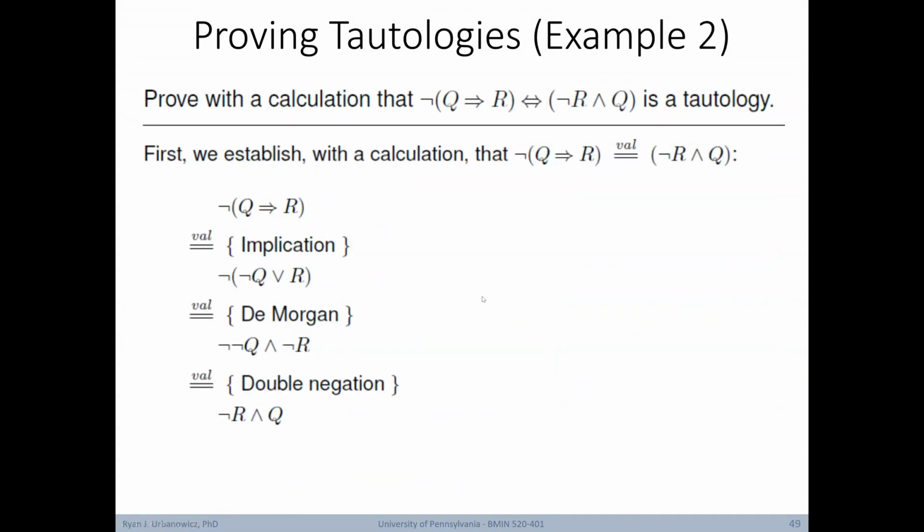Here's another example. Prove that this formula is a tautology. To prove this, let's notice that there's a biconditional in this formula. Therefore, we can demonstrate that this expression is a tautology if we can show that this side of the formula is equivalent to that side of the formula. So let's try and prove that. Here we'll start with the left side of the formula.